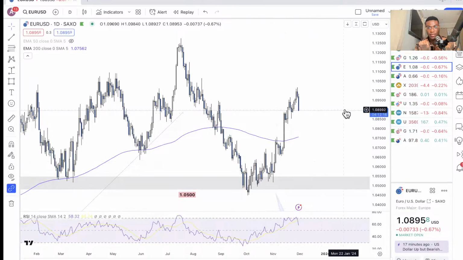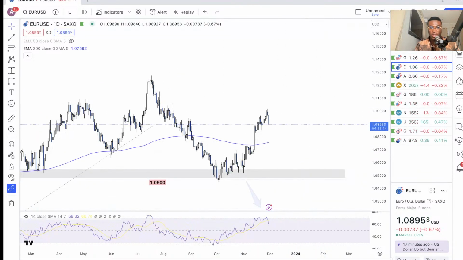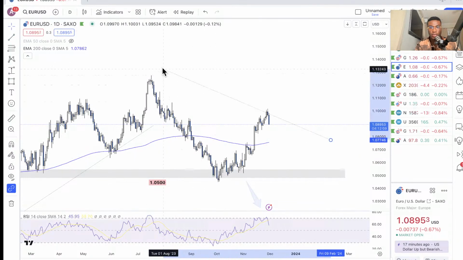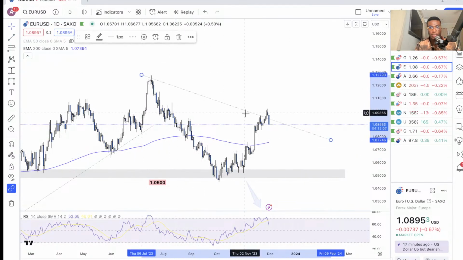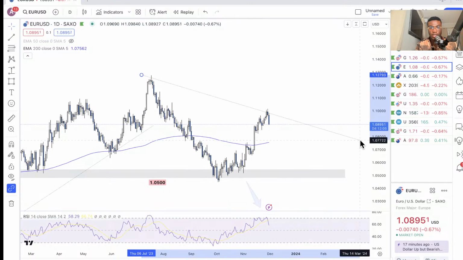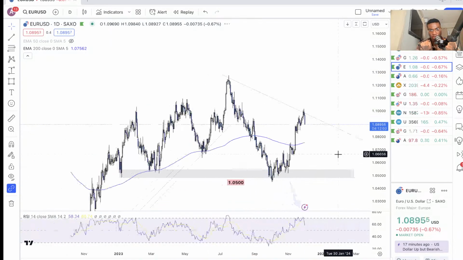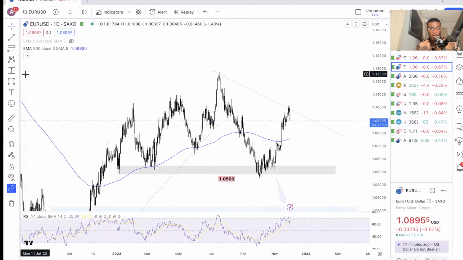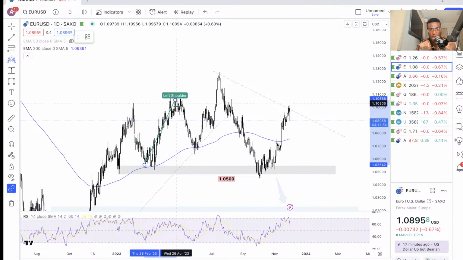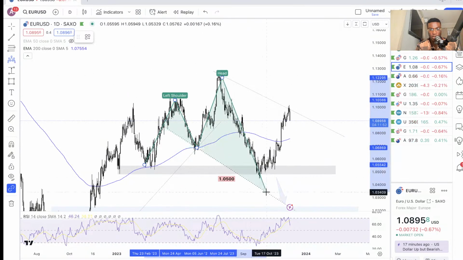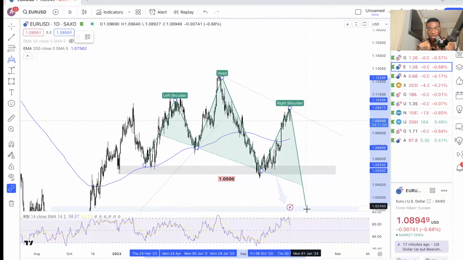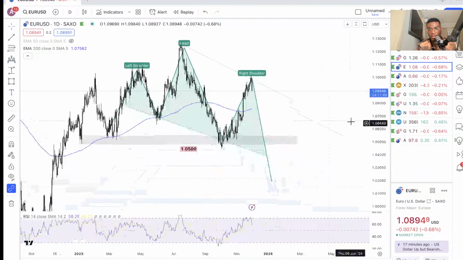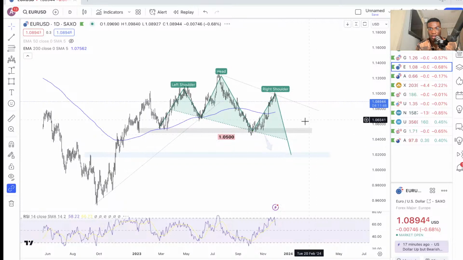But anyway, I'm going to connect the trend line. Just connect it from here, because I can already see the rejection, right? And if you're familiar with the head and shoulder pattern, I believe that's what we're about to see on the euro dollar. Okay, but we can't be so sure.